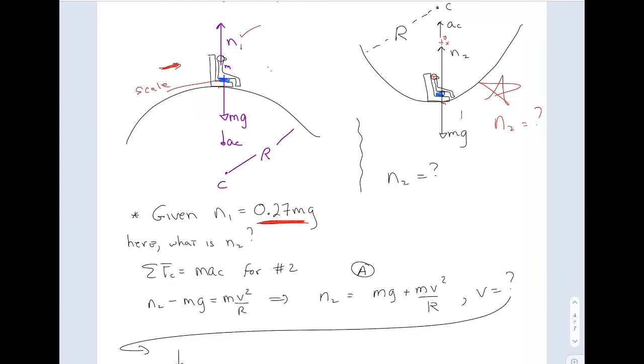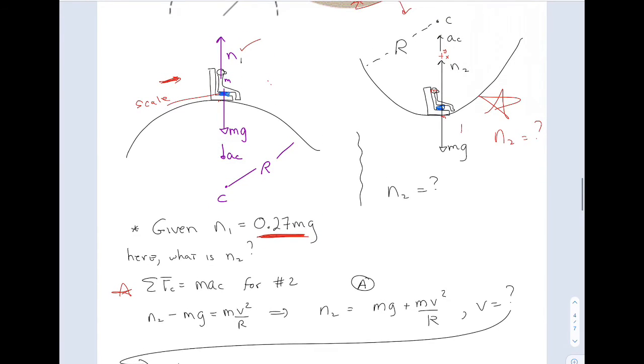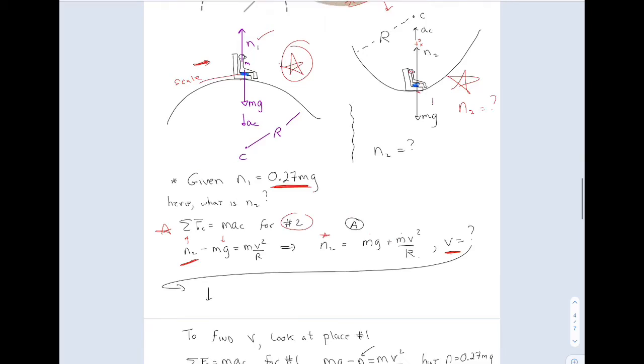N2 equals what? I'm applying F equals ma in the centripetal direction for picture number 2. Normal force points up, mg points down, that's equal to m v squared over r. So I'm solving for N2. I have their mass and the radius, but I don't know v. I don't know the speed. So now I have to apply F equals ma to picture number 1.